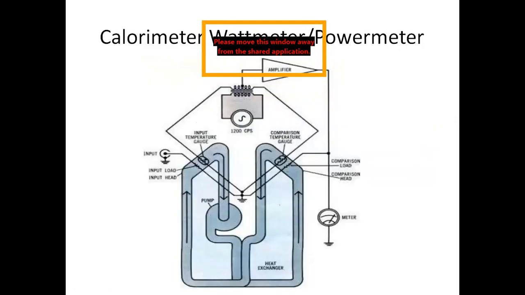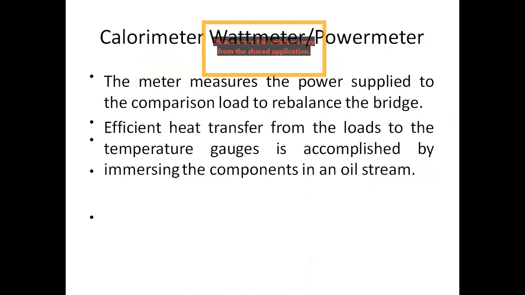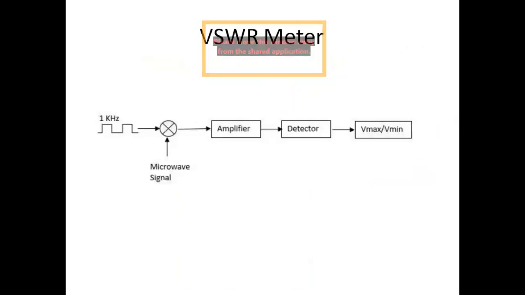So here the temperature difference is due to the unbalance in the bridge. So then we shall move on to the VSWR meter. VSWR means voltage standing wave ratio.